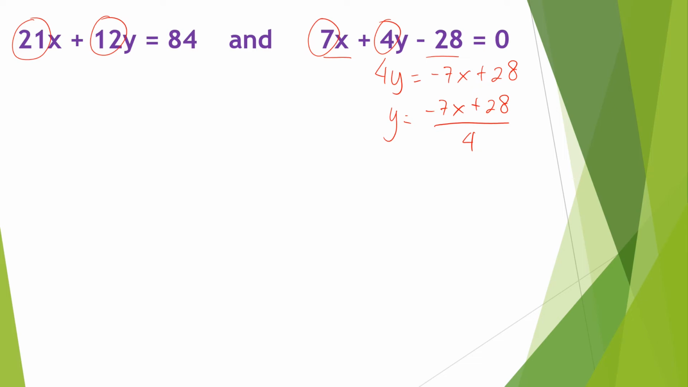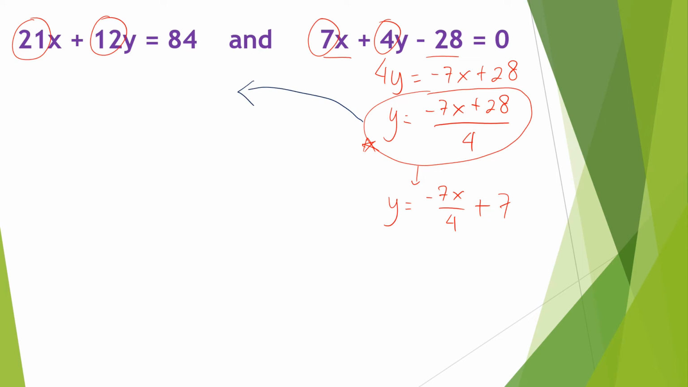Okay, and continue with the equations like this. Yes, it's okay. Or if you want to simplify first, minus 7x per 4 plus 28 per 4 equals 7, you can use that also. If you want it like this also, it's okay, because in the end it will be the same. Okay, substitute the y into the other equation. Don't use the same equation.